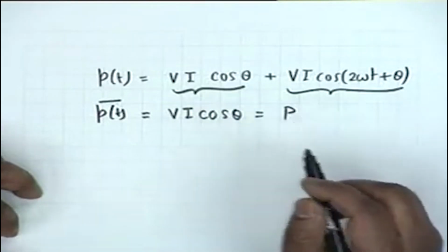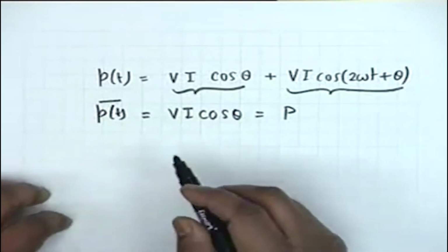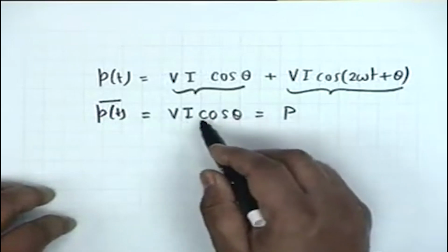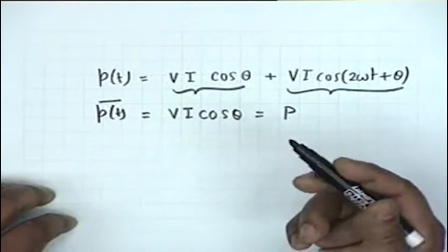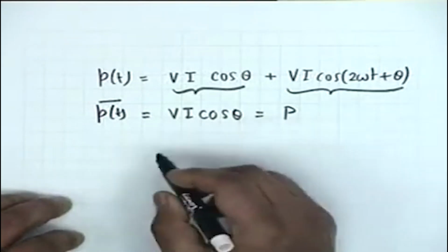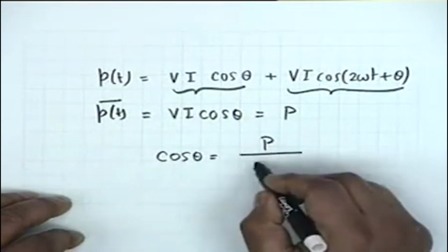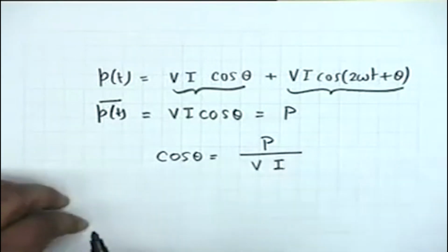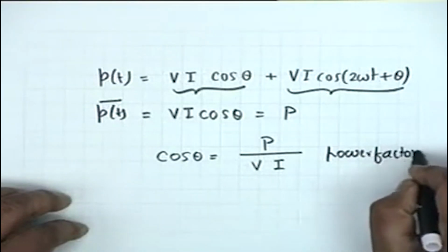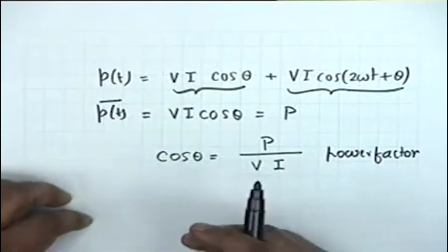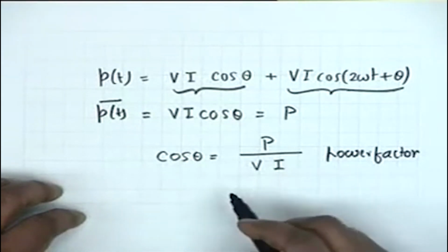You notice the modification compared to a resistive circuit: it is still the product of V and I, volts into amperes, but it is also multiplied by cosine of the angle between the two phasors, the current and the voltage. And this quantity cosine theta, which is the ratio of P to the volt ampere product, is called the power factor of the circuit. The ratio of the power absorbed to the product of voltage and current is the power factor.